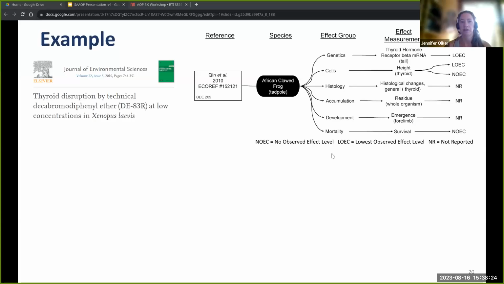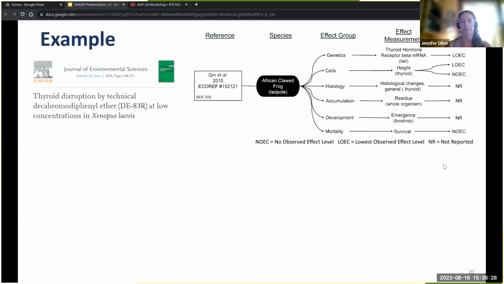The specific effects that are measured, and then the calculated endpoints as well. And can you click again for the bottom half of the slide?